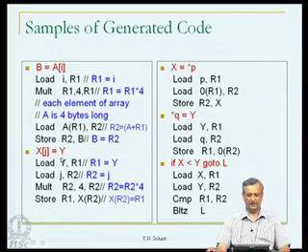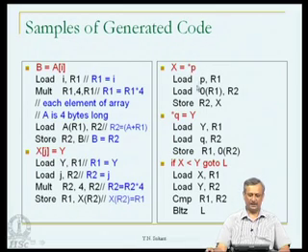Similarly, X[J] = Y is simple. Load Y into R1, then load J into R2. Now, we need to compute the address of X[J]. So, multiply R2 by 4 and place it in R2. So, now we have gone to the place in X where we need to store the value of Y. R1 contains Y. So, store R1 into X[R2], this will store the value Y into X[J].